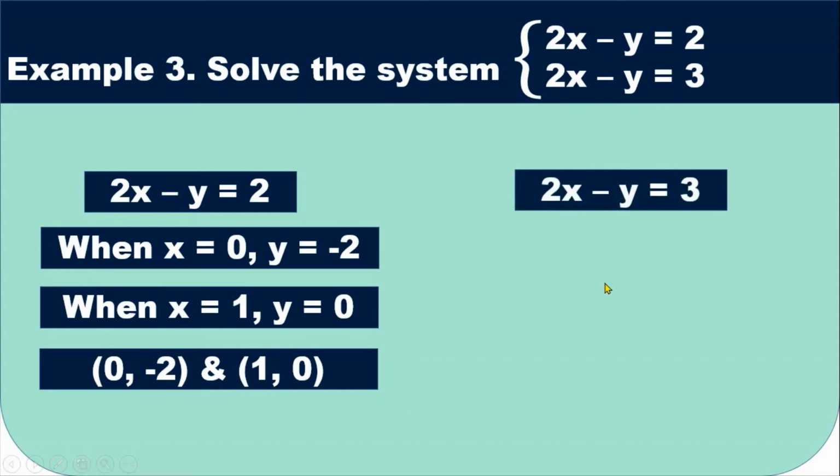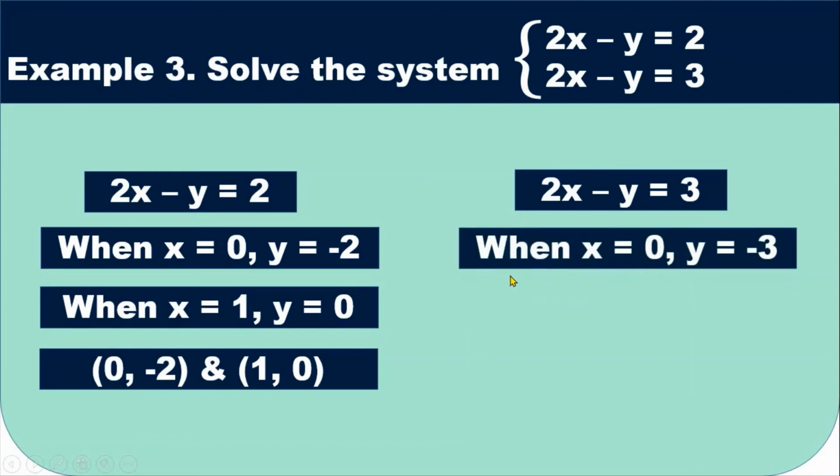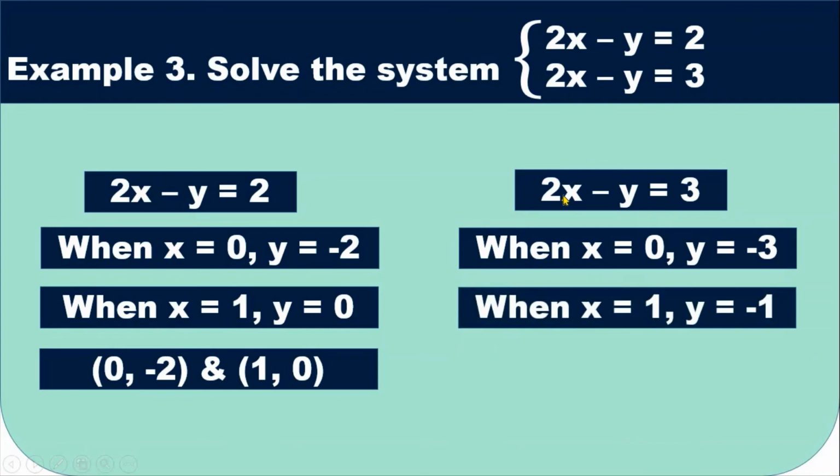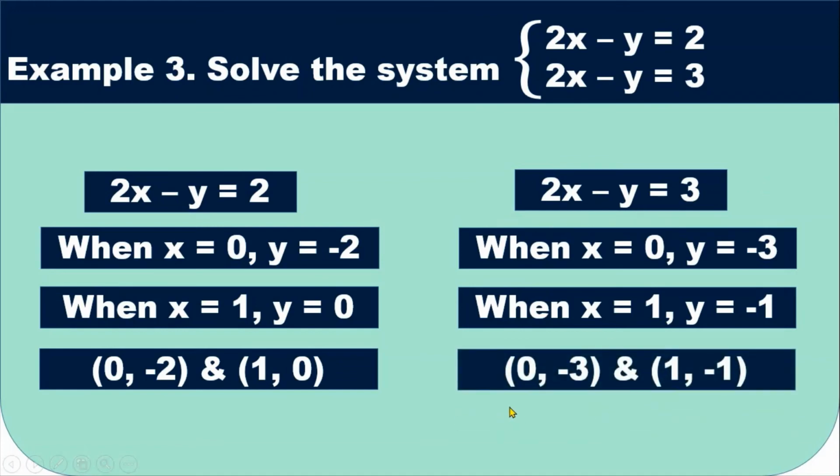For the second equation, 2x minus y is equal to 3, assigning value for x, let's say when x is 0, y should be negative 3. Another value for x, let's say when x is 1, y should be negative 1, so that the answer is still 3 when we substitute the value for x and y in this equation. Therefore, the graph of the second equation passes through the points (0, -3) and (1, -1).